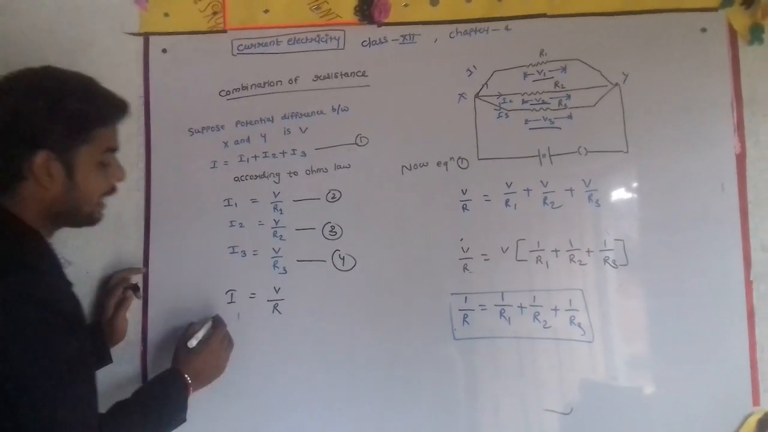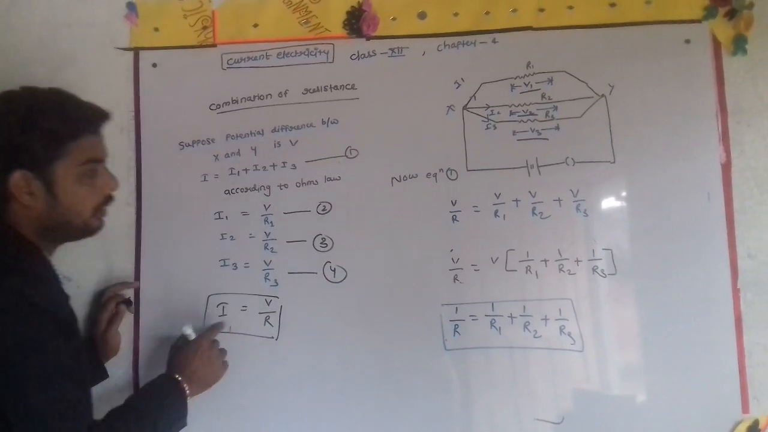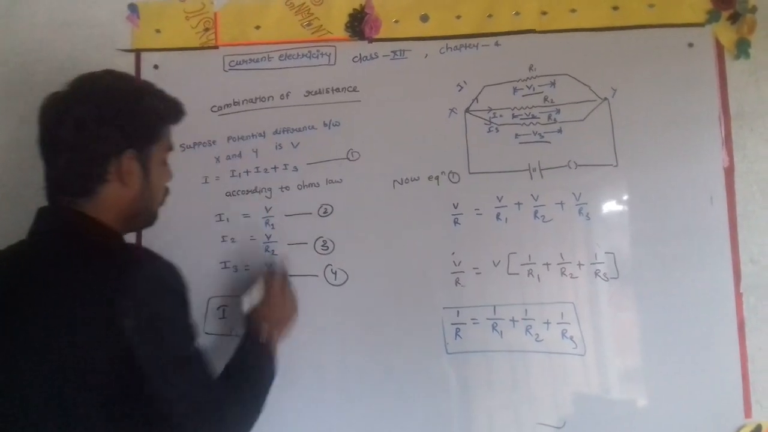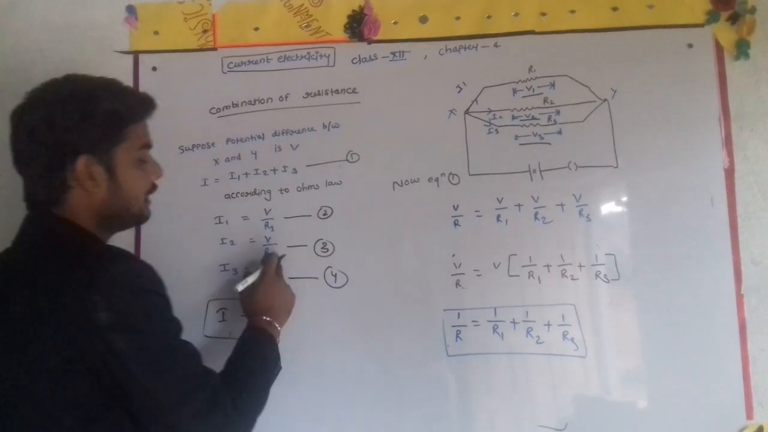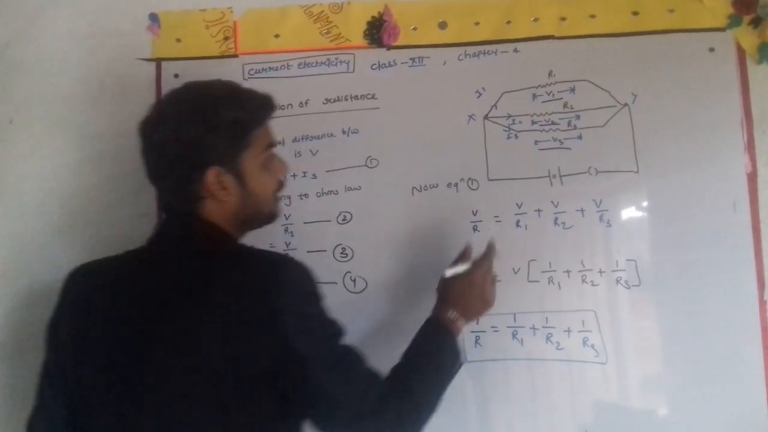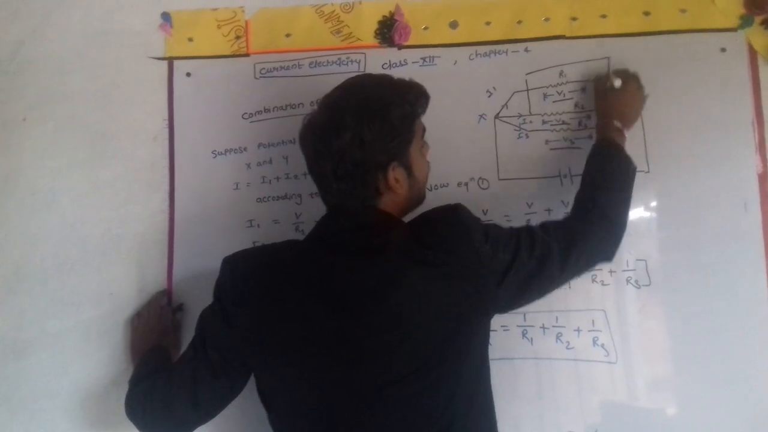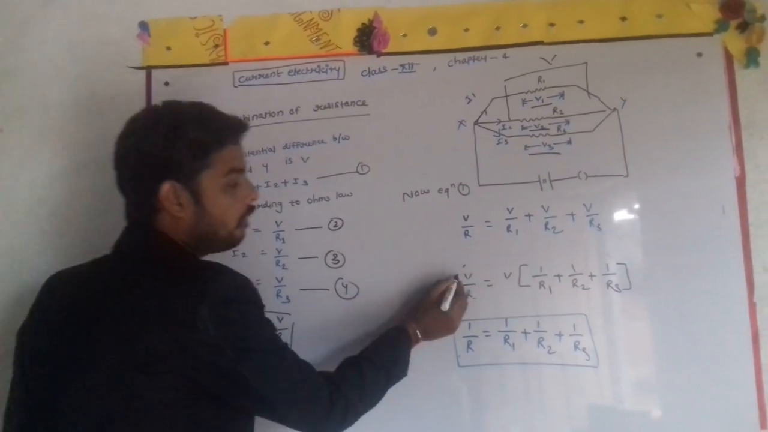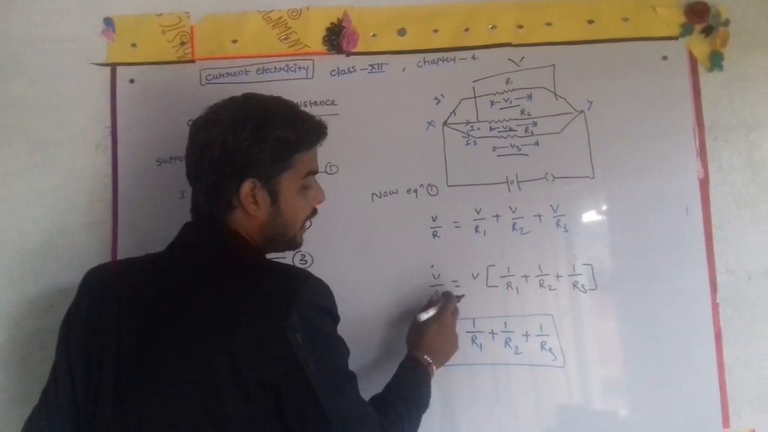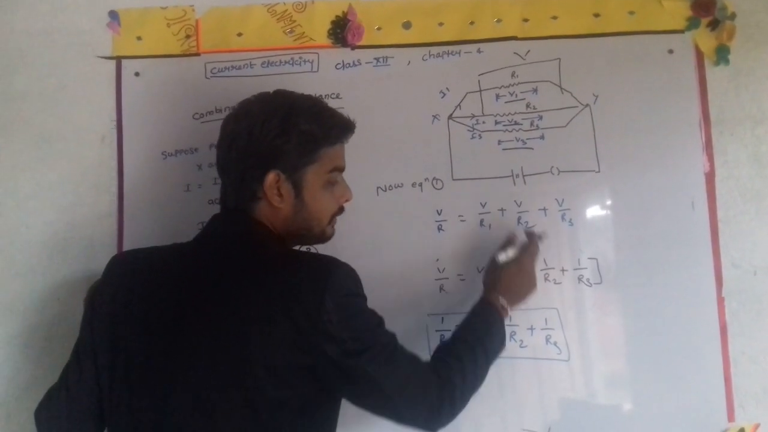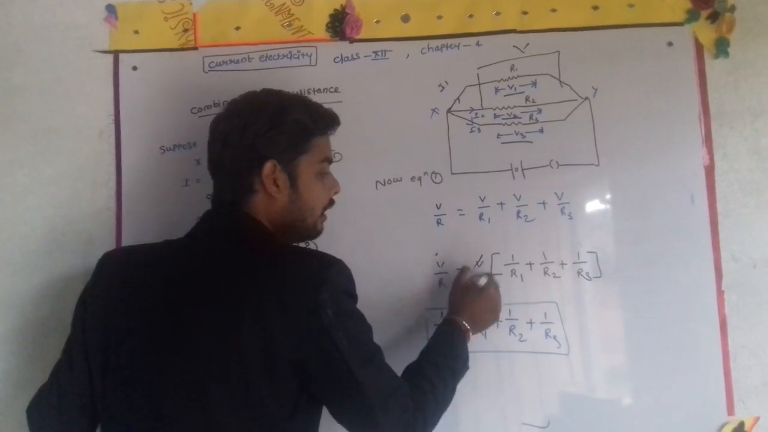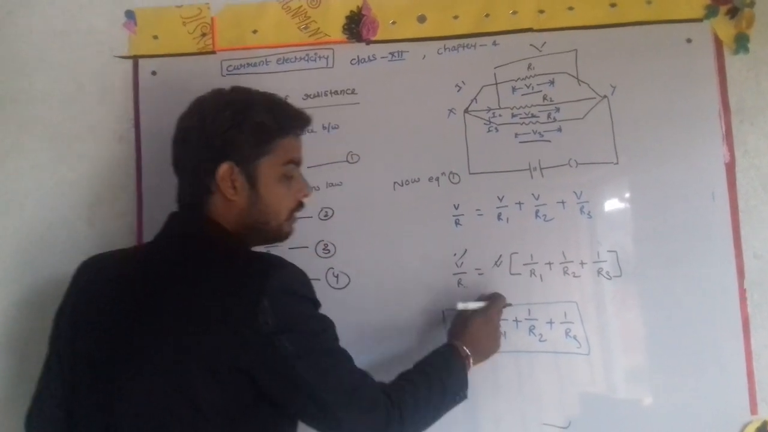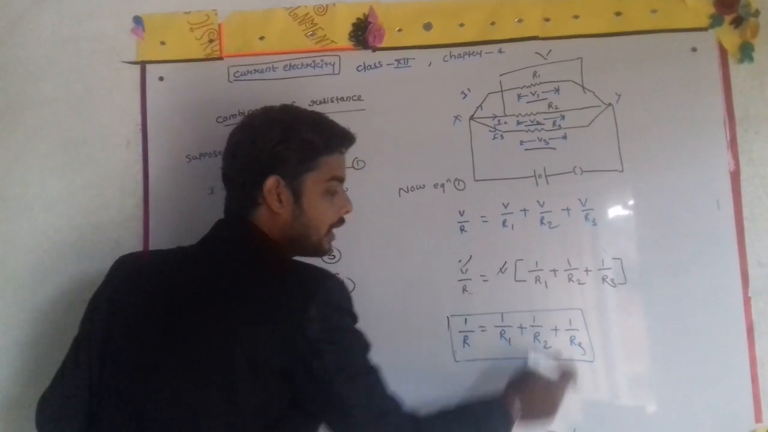So we know that I equal to V upon R by Ohm's law. So we'll put the value in equation first. So what will you get? V upon R equal to V upon R1 plus V upon R2 plus V upon R3. Remember that their potential is V from X to Y. So we'll take V common. So V upon R equal to V times 1 upon R1 plus 1 upon R2 plus 1 upon R3. V and V will cancel. Then what will remain? 1 upon R equal to 1 upon R1 plus 1 upon R2 plus 1 upon R3.